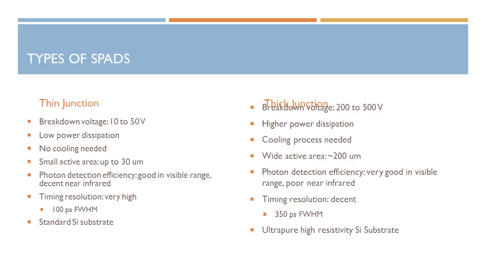200 micrometers. Both have good photon detection efficiency in the visible range, but the thick junction has poor detection when the wavelength is near infrared, while the thin junction is still able to pick up the longer wavelengths. The timing resolution is significantly higher for the thin junction, coming in at around 100 picoseconds at full width at half maximum compared to 350. In terms of manufacturing, the thin junction only requires a standard grade silicon substrate, while the thick one requires ultra-pure, high resistivity silicon, making it much more expensive to manufacture than the thin junction single photon avalanche diode.